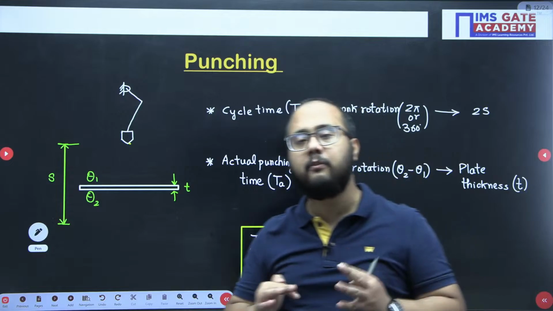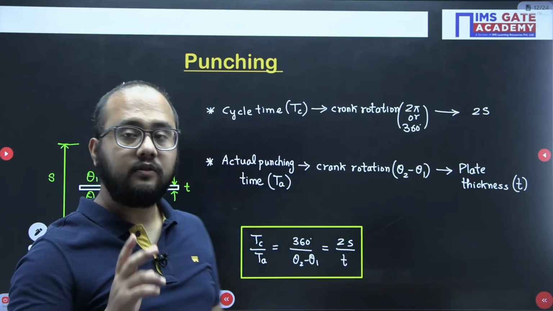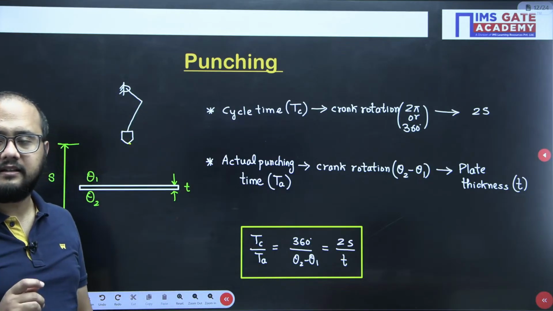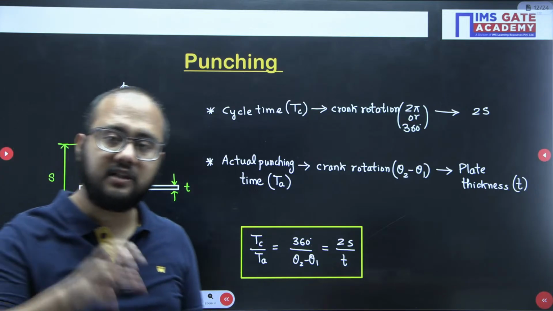Energy is stored in the form of kinetic energy, rotational kinetic energy. That's why there is a very important role of flywheel in the case of punching machines. Apart from the IC engine, which is the most common application, in the punching machine also there is a role of flywheel.